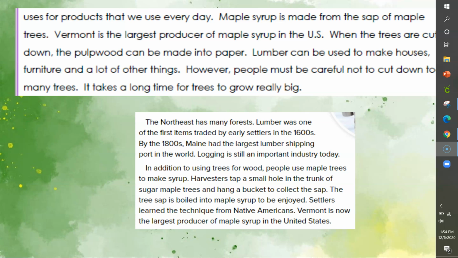Well, the text stated that the Native Americans helped the settlers access natural resources of the Northeast region. For example, Native Americans showed settlers how to extract sap from trees and then use it to make syrup. So it's pretty important that they had a good relationship with the Native Americans because they showed them how to access these important and useful natural resources.